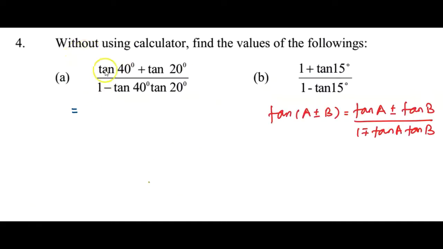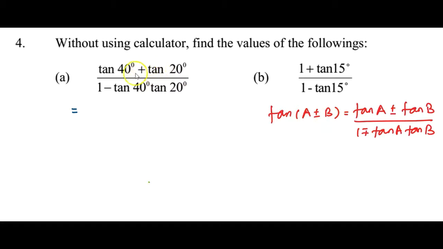Okay, for this question, without using a calculator, find the values of the following. Let's look at example A first. We have tangent 40 plus tangent 20 over 1 minus tangent 40 multiplied by tangent 20. So we can compare with the compound angle formula for the tangent. Actually, this is in the form of tangent A plus B.